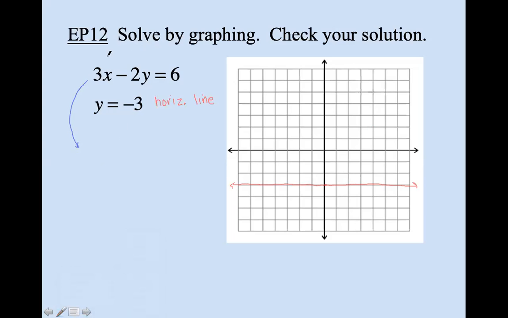And rewriting. So if I'm going to rewrite this, the first thing I would need to do is move the 3x to the other side. So that would leave me with negative 2y on the left equals, and I'm going to put my x term first because I want it to be written in the form y equals mx plus b. So I'm rewriting, getting y by itself. I need to divide everything by negative 2.